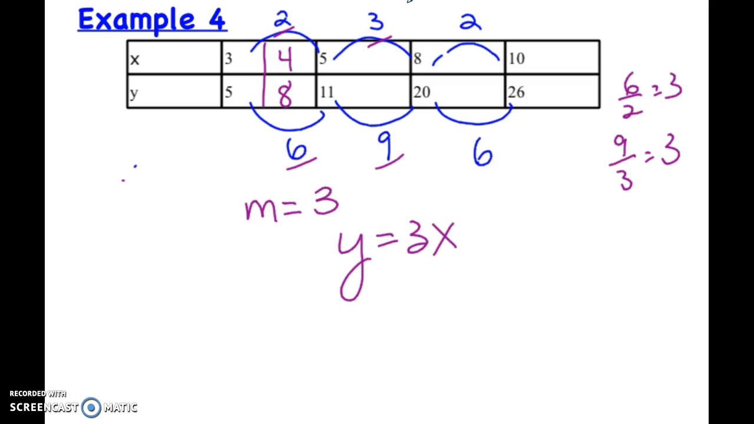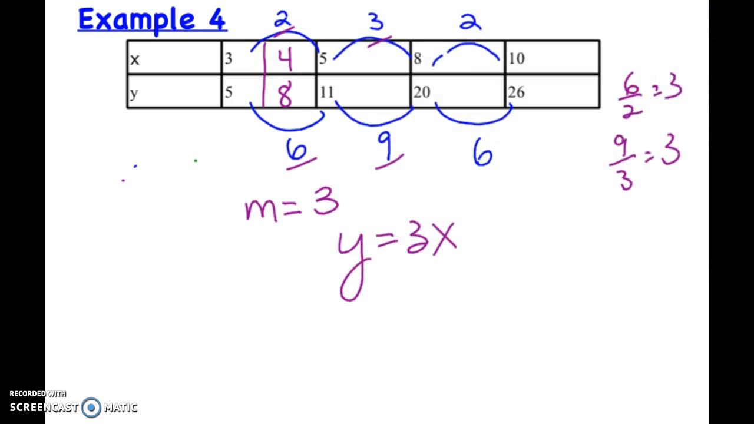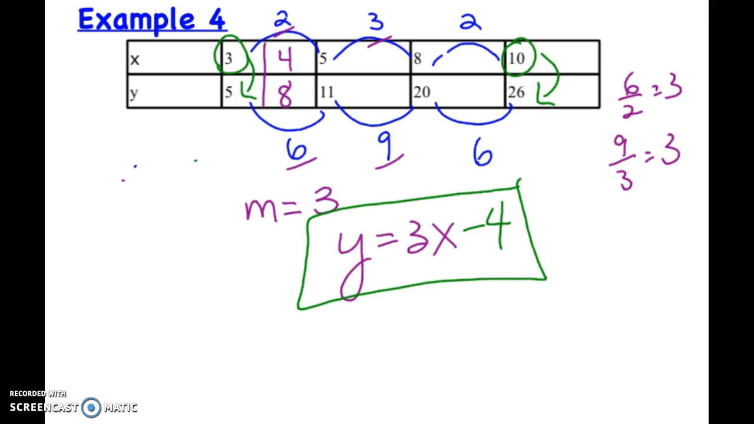Then again, I'm going to look at what I need to add or subtract to get to that final answer. If I do 3 times 3, I get 9. It looks like I have to take away 4 to get to 5. If I had tried 10, 3 times 10 is 30. Take away 4 to get to 26. Make sure it matches every time. And this equation is y equals 3x minus 4.